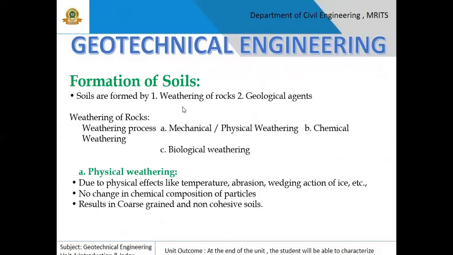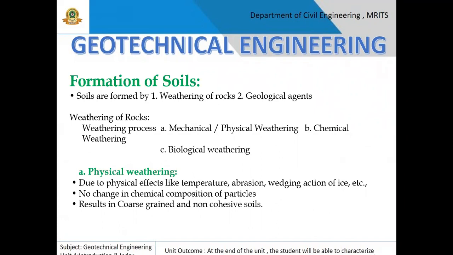Coming to the formation of soil, I have told you there are two types. One is by weathering of rocks, and the second is geological agents. Weathering of rocks is either mechanical or physical weathering, chemical weathering, or biological weathering. There are three different types of weathering processes. One is mechanical or physical weathering, the second is chemical weathering, and the third is biological weathering.